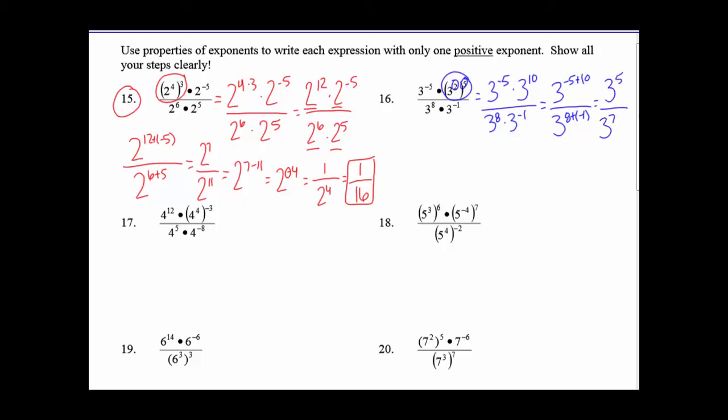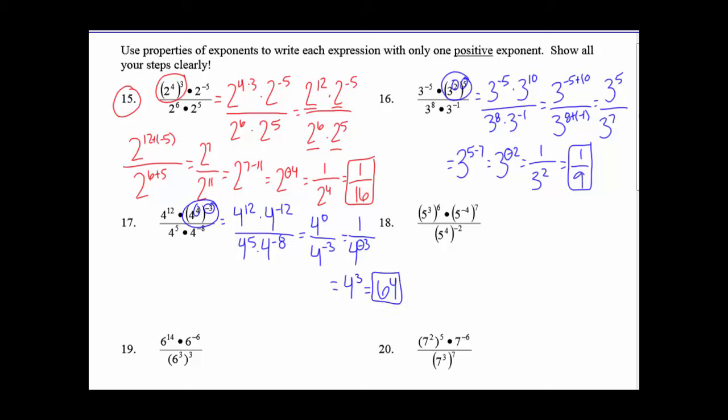on the denominator. Take it another step further, I have 3 to the 5th divided by 3 to the 7th, so I can subtract my exponents. So I have 3 to the 5 minus 7, that will become 3 to the negative 2 power. Always remember we want positive exponents, so I'm just going to take the reciprocal, 1 over 3 squared. Well, 3 squared we know is 9, so I can simplify that even further to 1/9. Number 17, very similar to the last one, 64.